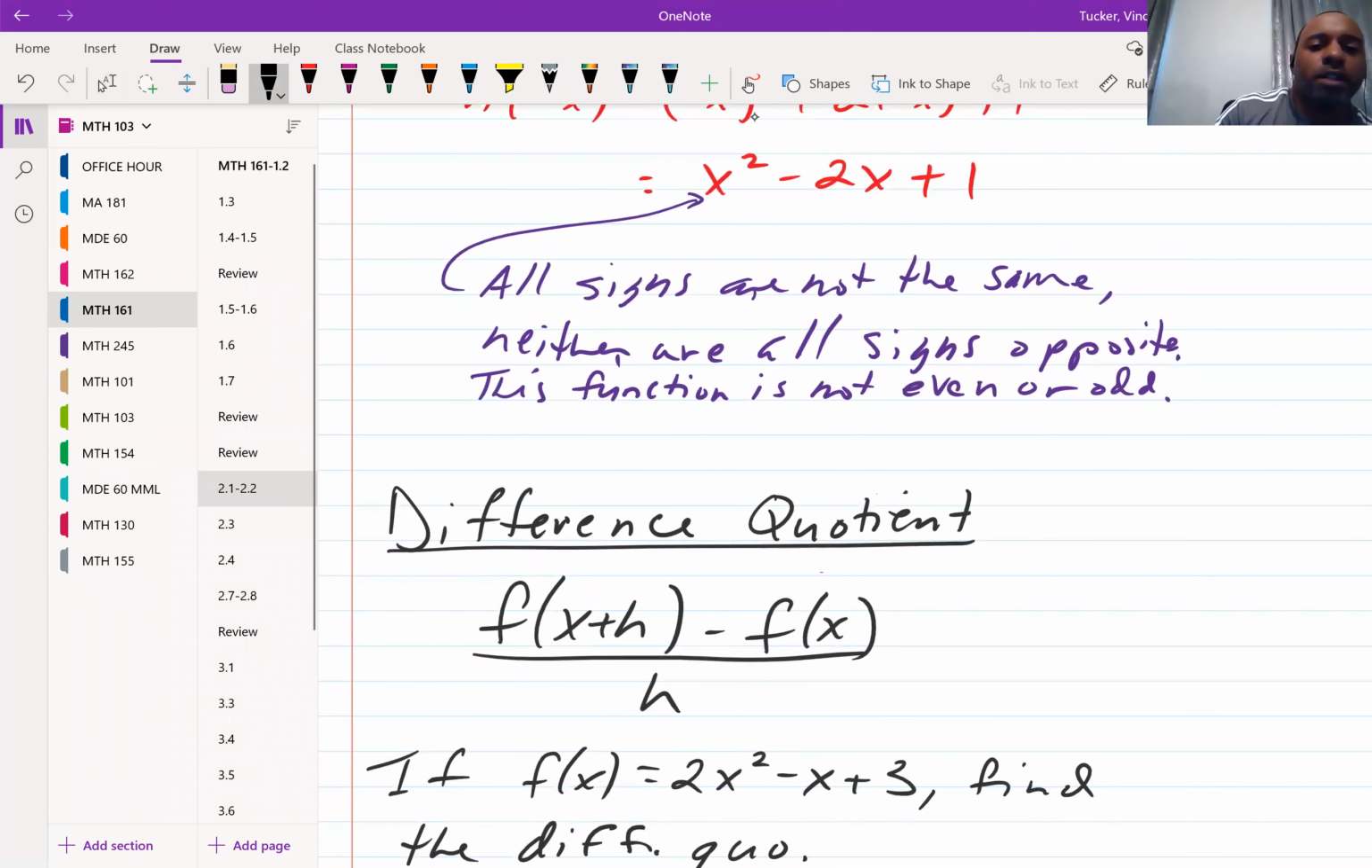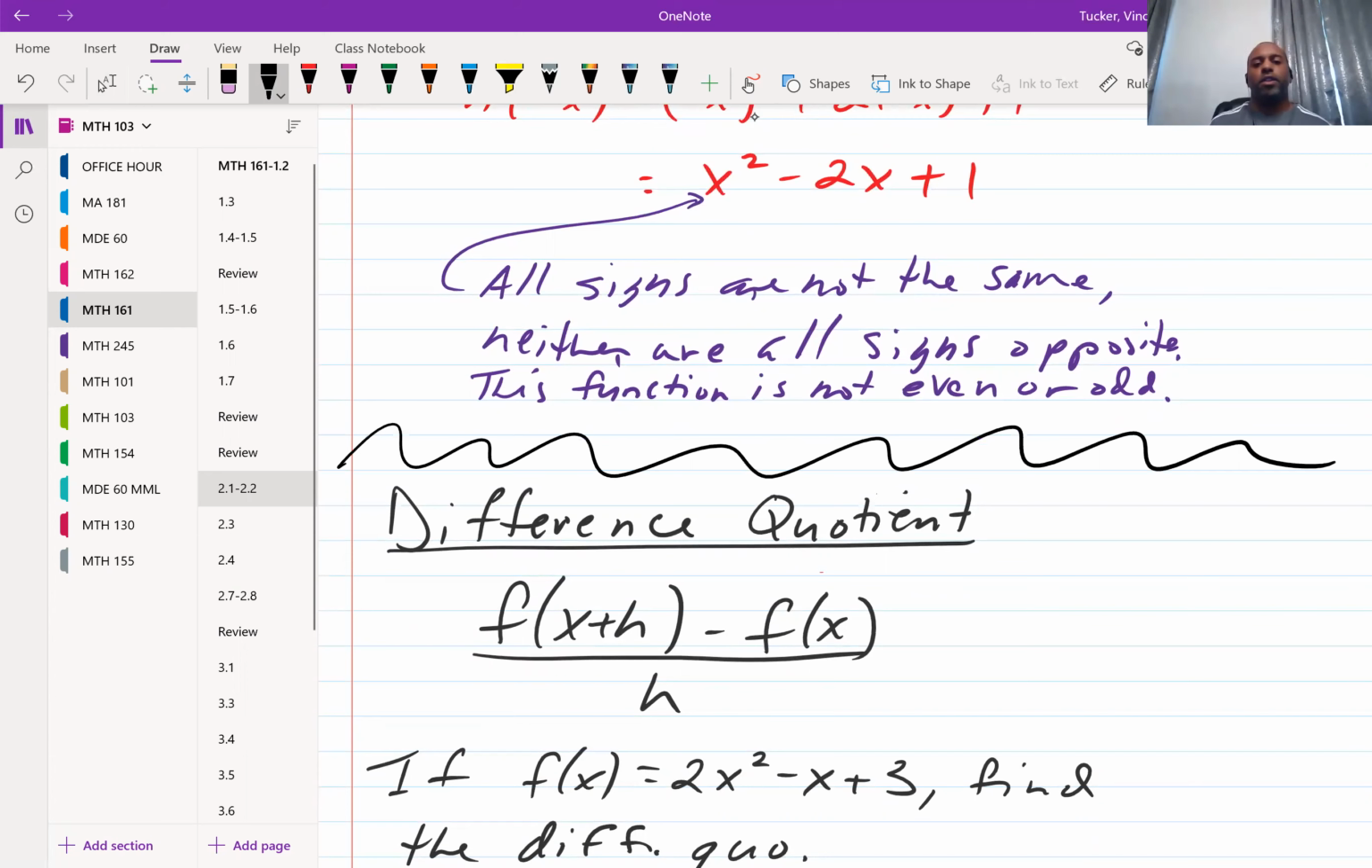All right, so the next thing, I think this is the last thing out of this section, is the difference quotient. Now, this is just going to introduce you to it. It'll tell you how to find a difference quotient, but the application of the difference quotient isn't really talked about in this class. That's more of a calculus thing. But they're introducing it to you now so that when you get to calculus, it would not be the first time that you see it. So f of x plus h minus f of x, over h, is your difference quotient.